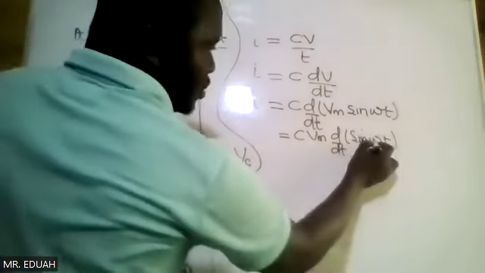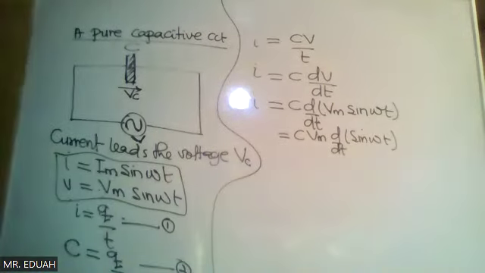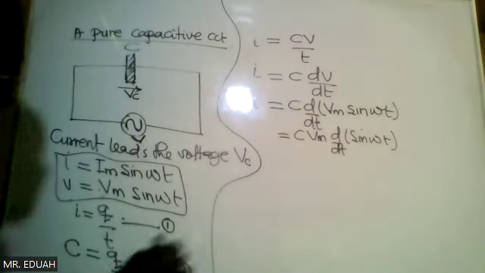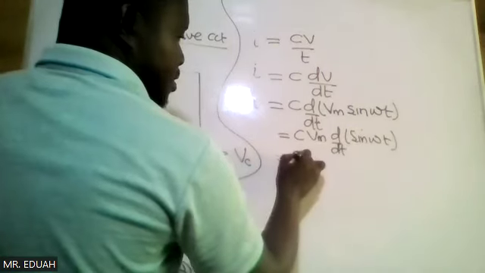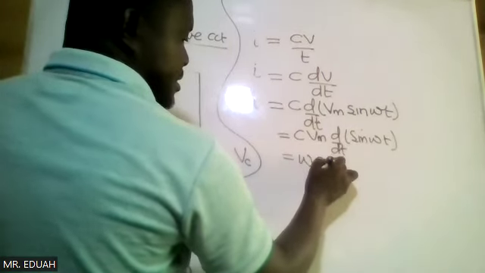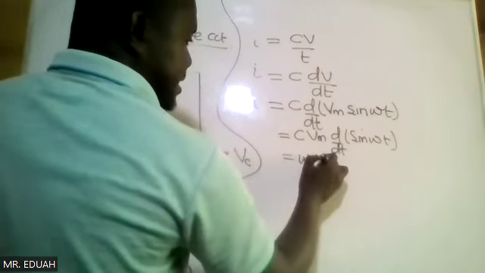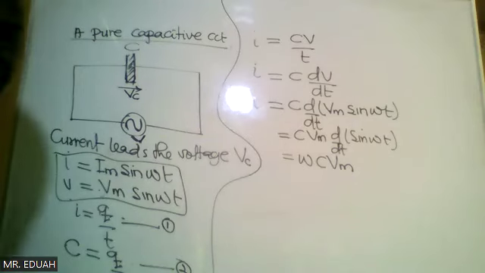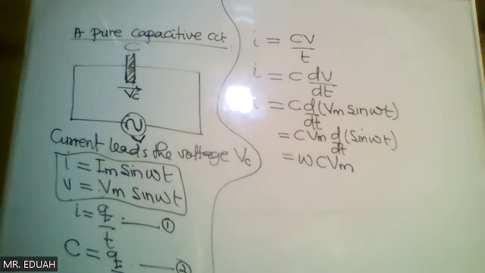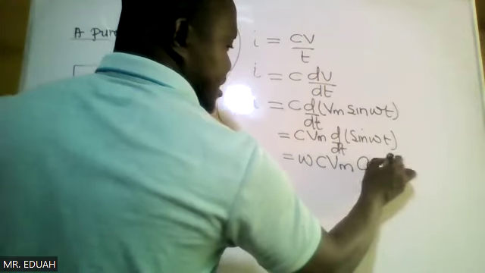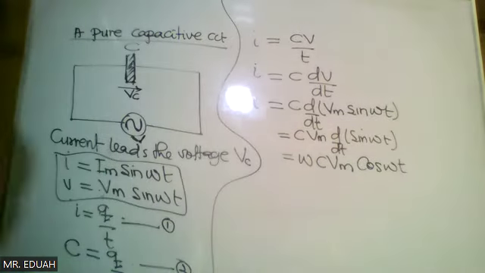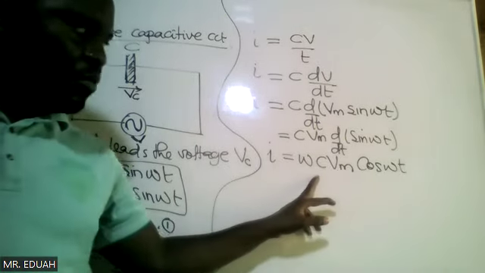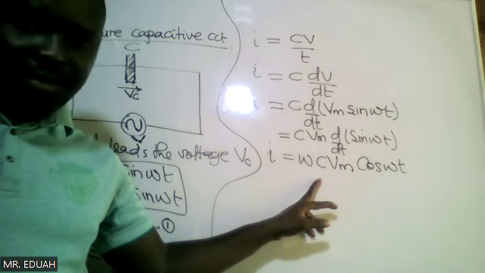Okay, so you differentiate the daughter function, omega C Vm, then you differentiate the mother function. When you differentiate sine omega t, you have cos omega t. Please, are you okay up to this stage? Are you okay up to this stage?